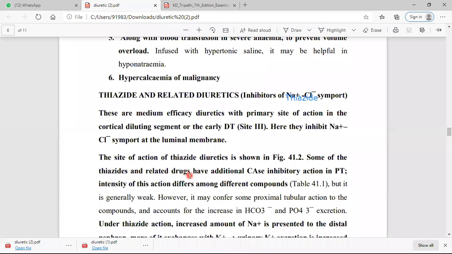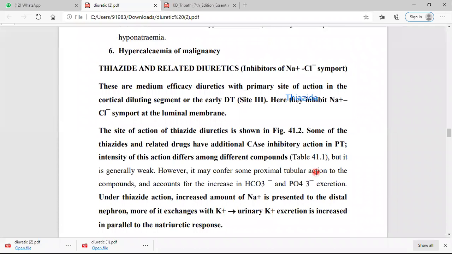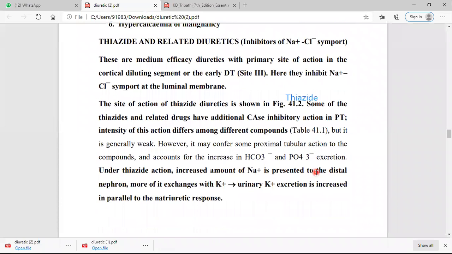Some of the thiazides additionally also have carbonic anhydrase inhibitory action on the proximal tubules. Okay, so both these two drugs have carbonic anhydrase inhibitory action. It also increases the bicarbonate and the phosphate excretion.